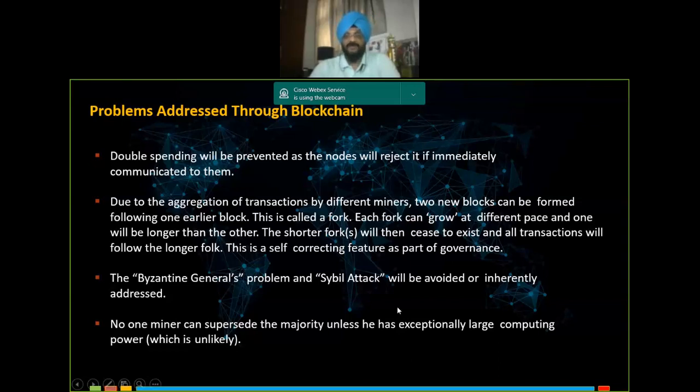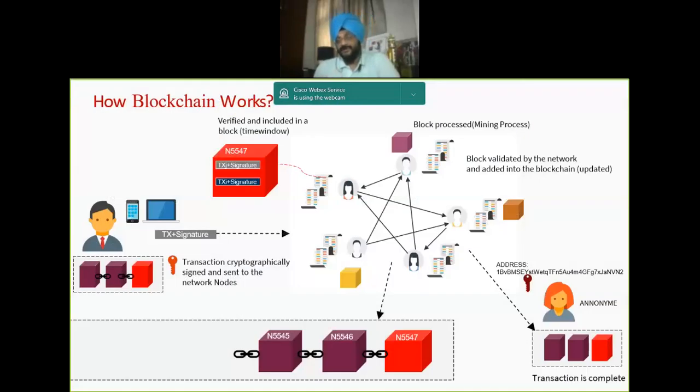So you have to have a really large kind of computing power today. And this is how a blockchain works. So we spoke of the Bitcoin. Here you have different nodes, and there are different blocks which are processed. There is the mining process.